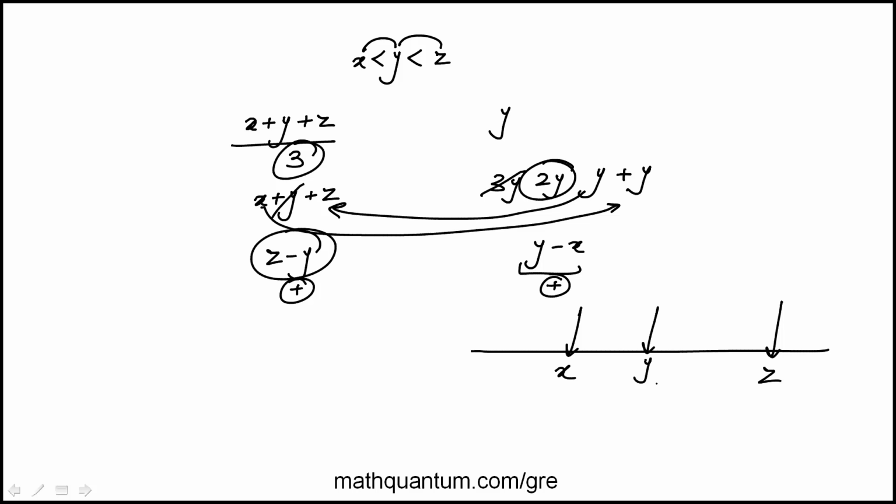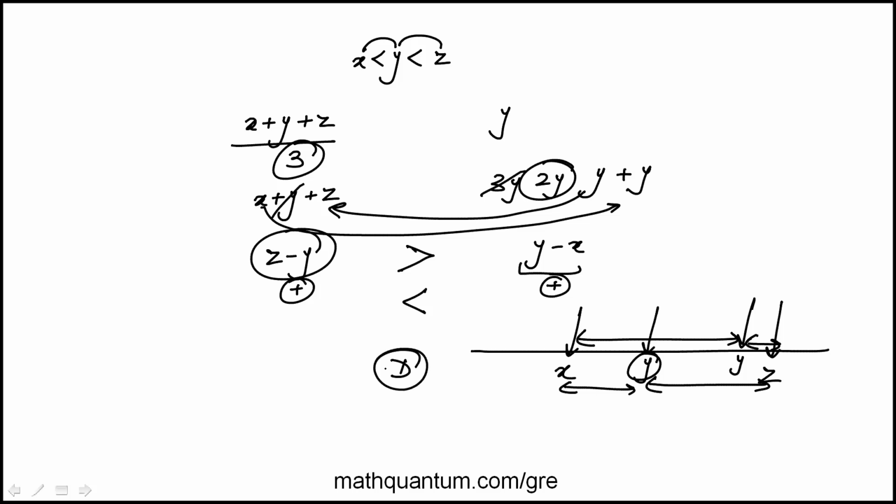So y can be anywhere between x and z. So if we look at z minus y, that is this distance, and y minus x is this distance. In this particular case, z minus y is greater. But I could slide y to here. In this case, z minus y would be less than y minus x. So I can't really determine this relationship based on the information given, so the answer is D.